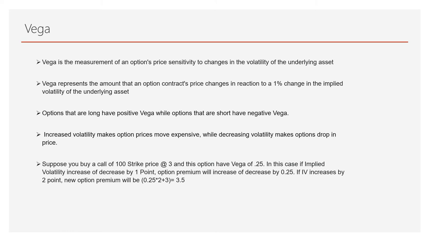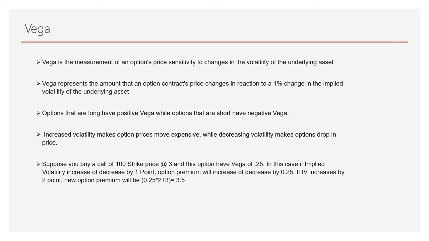Now we'll move to our fourth Greek, that is Vega. Vega is a measurement of an option's price sensitivity to the change in volatility of the underlying asset. We all know that volatility plays an important role in option pricing. Whenever there is an increase in implied volatility, our option premium increases, and whenever there is a decrease in volatility, our option prices decrease. So volatility plays a major role.